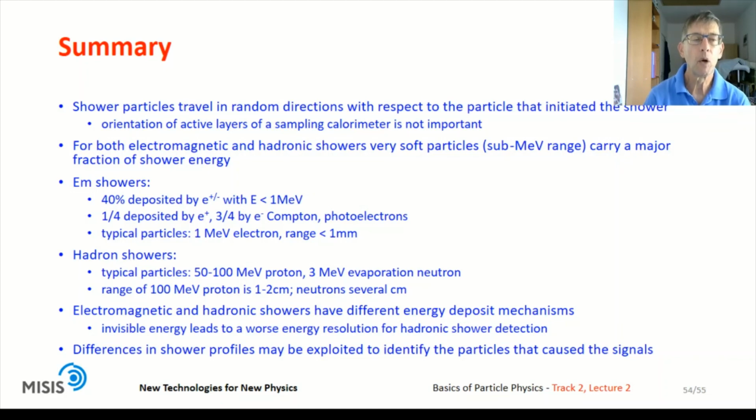They lose their energy by Compton scattering and photoelectrons. Typical particles in these showers are 1 MeV electrons with a range of less than 1 millimeter. Hadron showers, the typical particles are 50 to 100 MeV protons, 3 MeV evaporation neutrons. The range of 100 MeV proton is about 1 to 2 centimeters, neutrons several centimeters. They have different deposit energy mechanisms, and there are differences in the shower profiles that can be exploited to identify the particles that cause the signals.